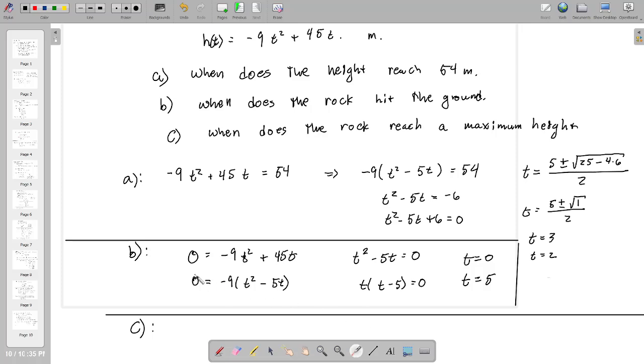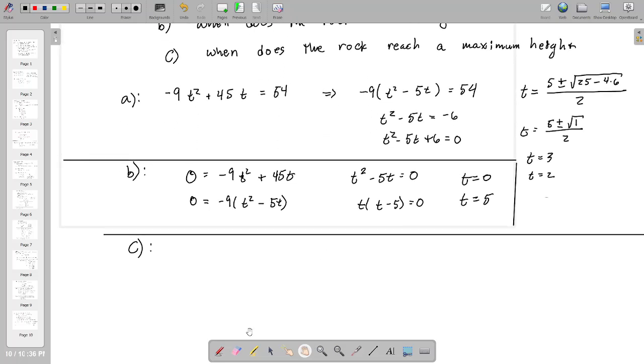Notice that when it reaches a height of 0, we have 2 t values. When it reaches a height of 54, we have 2 t values, because the rock reaches that height before it reaches its peak and after it's coming back down. So those are going to be the 2 corresponding t values. But when it reaches its maximum height, it will only reach it one time.